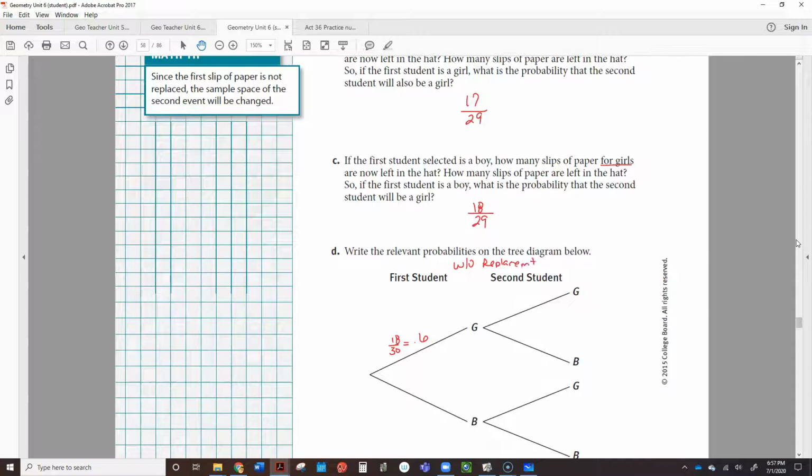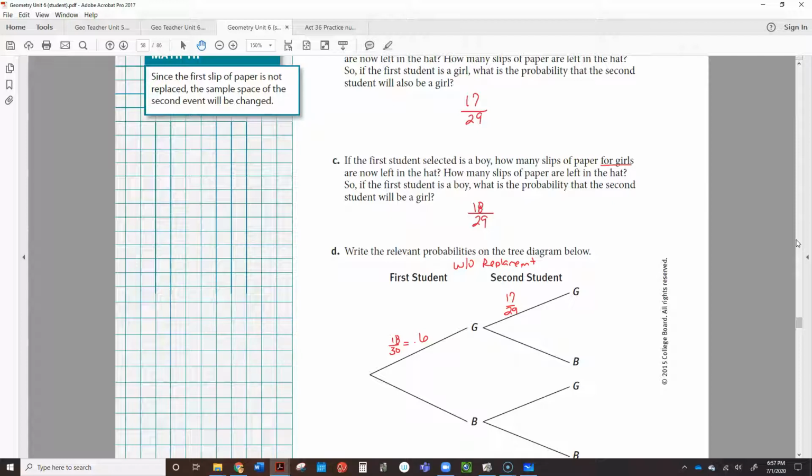This is important because for the second student, we no longer have 30 names in the hat. We only have 29. And if I had 18 girls' names and I picked a girl's name, now I only have 17 girls' names. So 17 over 29 is the probability that goes here. Now that came out to be a decimal, so Springboard didn't put it as a decimal because we're going to be doing some calculations with these, and you don't want to round off and then do more calculations. So we're just going to leave it 17 over 29. That's why I like leaving this 18 over 30.